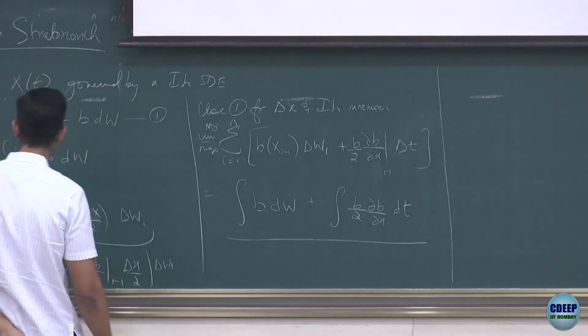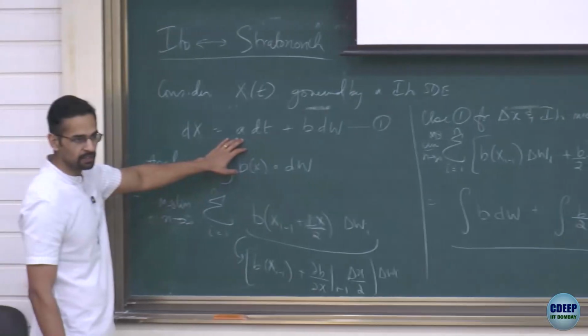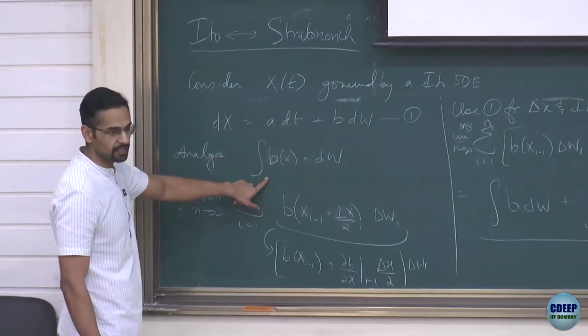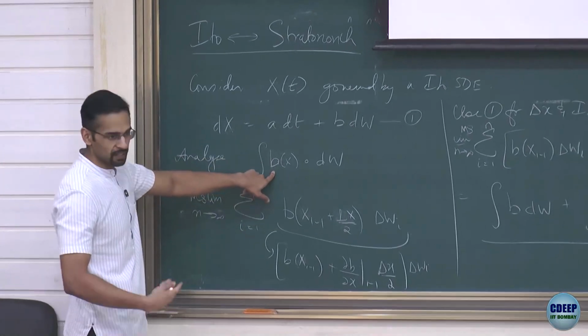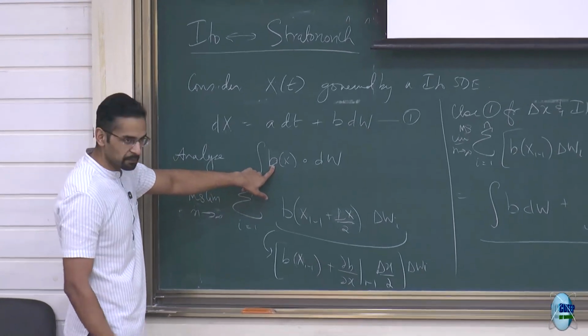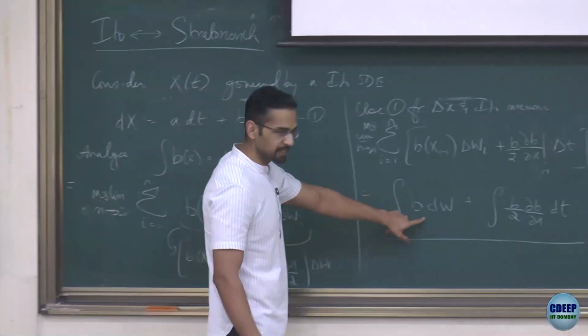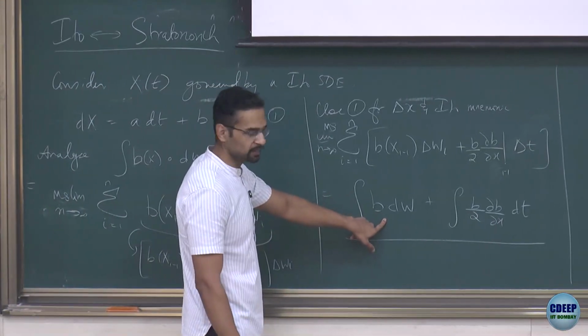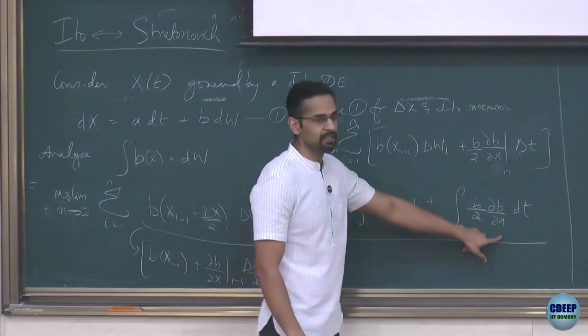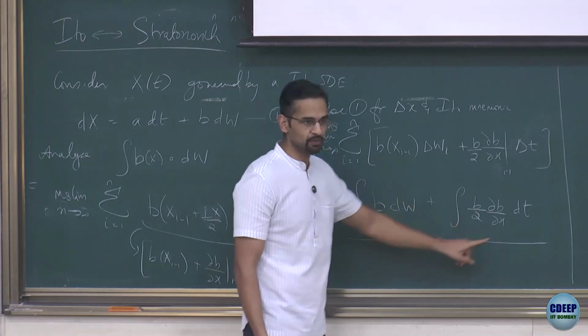Okay, so what we have shown now is if I have x that satisfies an Ito SDE, and I look at the Stratonovich integral involving some function of x, I can prove that this Stratonovich integral is equal to the Ito integral of the same function, b dW, plus a deterministic integral. This we have shown.